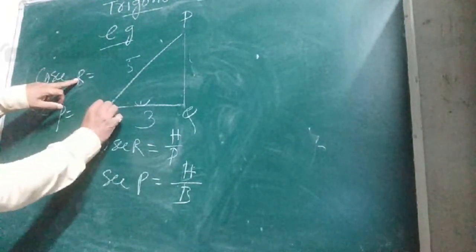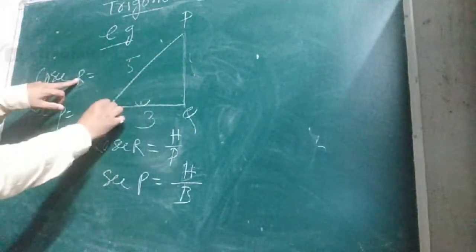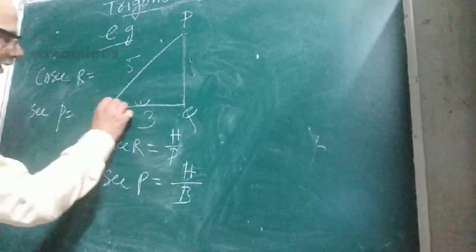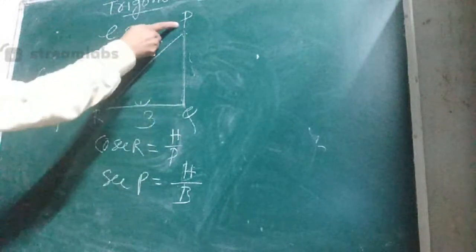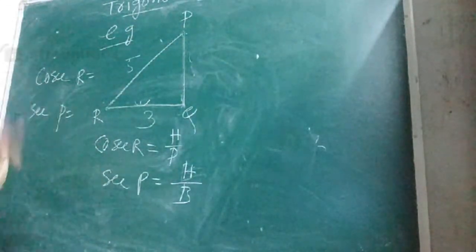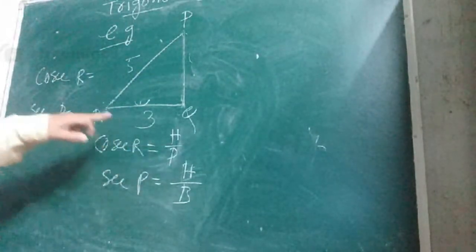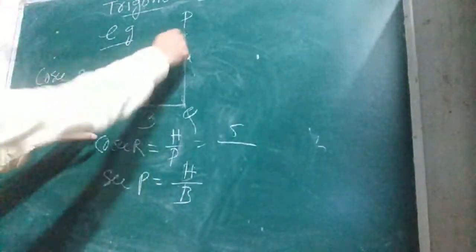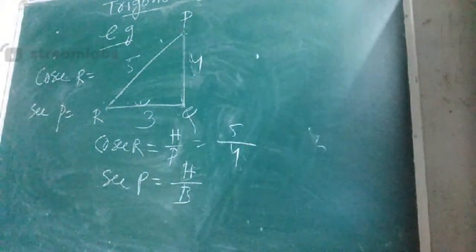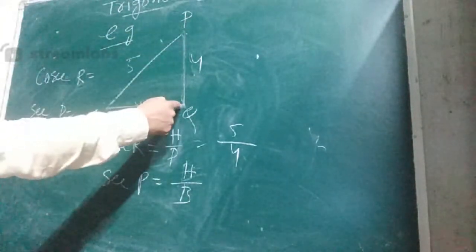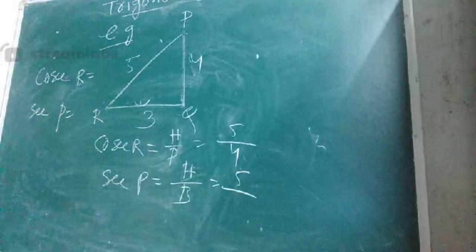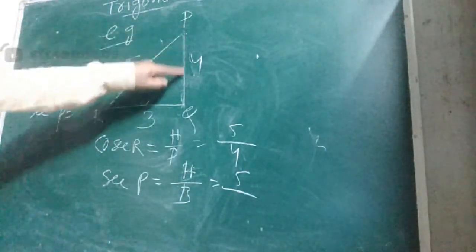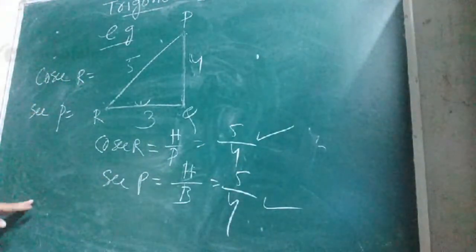Now R is here, so base is that, perpendicular is that, and hypotenuse is that. Only base and perpendicular may change. In case of R, base is this, perpendicular is this. In case of P, base is this, perpendicular is this. Only that much is required to understand. So for cosec R, H is 5 and P is 4. Sec P: P is here, means base is there and perpendicular is there and H is there. H is always constant, of course 5, but for P base is 4. So the answer will be 5 by 4.